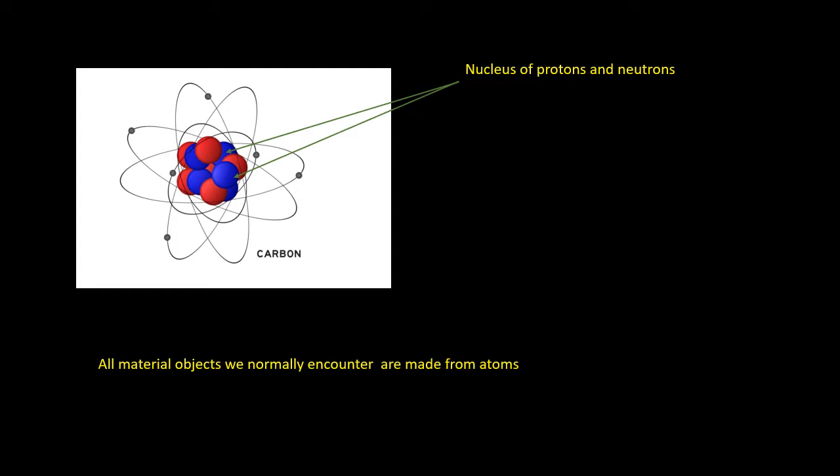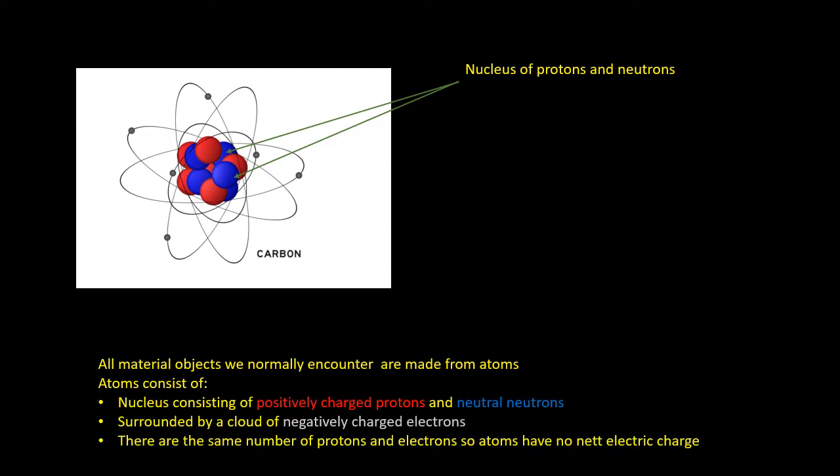All material objects we normally encounter, that's ourselves, any objects we see, touch, feel, are made up of atoms. An atom consists of a positively charged nucleus surrounded by a cloud of negatively charged electrons. Atoms combine together to make molecules.